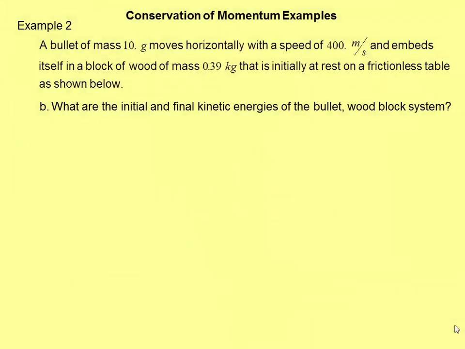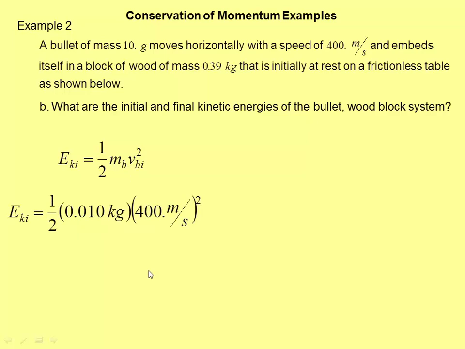Now, one little extra problem here. Let's look at this collision between this bullet and this wood, and let's look at the kinetic energies before and after the collision. Now, before the collision, the only thing that had kinetic energy was the bullet, because only the bullet was moving. And its kinetic energy would, of course, be 1/2 the mass of the bullet times its initial velocity squared, or initial speed squared. Run the numbers through, you get about 800 joules of kinetic energy, 8.0 times 10 to the second joules to 2 sig figs.